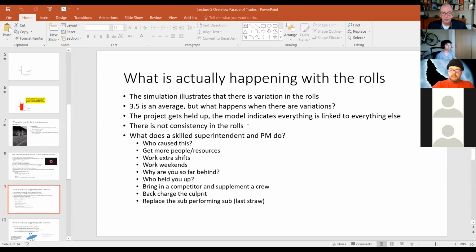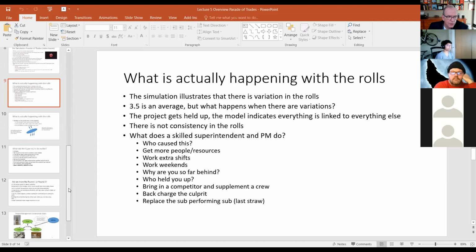There's variations very frequently. So things get held up, and the model indicates everything is linked to everything else, and there is not consistency in the roles. So what does a skilled super or PM do? They want to know who caused this. They want to get more people resources, work extra shifts, work weekends, play the blame game, maybe have to bring in a competitor because whoever the trade is not holding up to it, back charge the culprit, or maybe that's liquidated damages. There could be other issues, replace the performing sub, these things all happen.